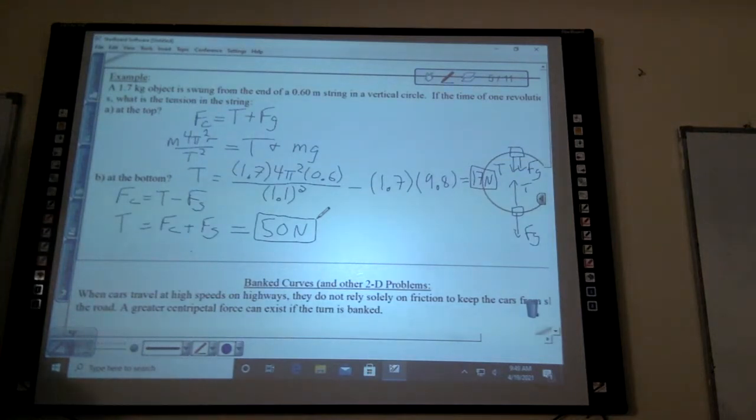Any questions with this? So that is a vertical circle.